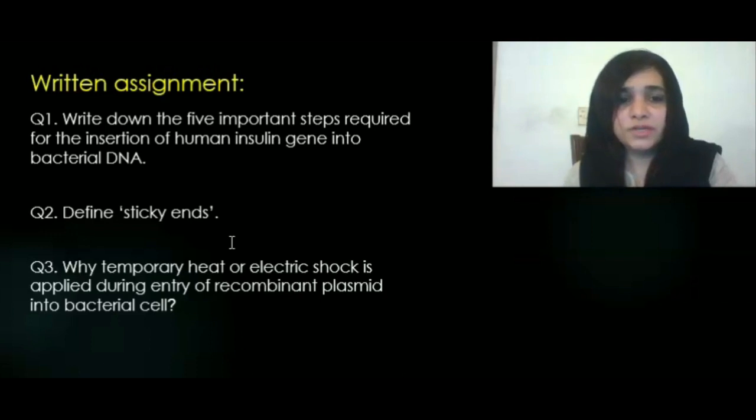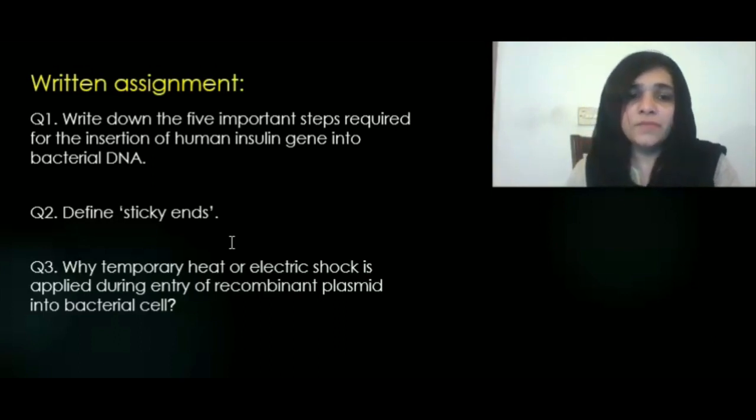Now what is your written assignment? Write down the 5 important steps required for the insertion of the human insulin gene into the bacterial DNA. Question number 2, define sticky ends. Question number 3, why is temporary heat or electric shock applied during entry of the recombinant plasmid into the bacterial cell? I have already discussed all of these steps or questions in the lesson today.